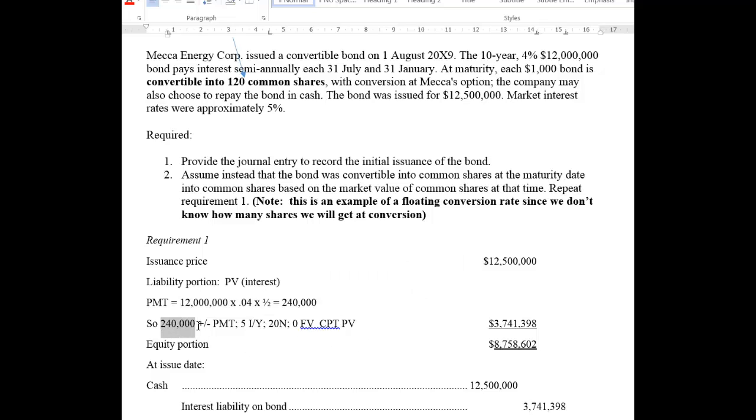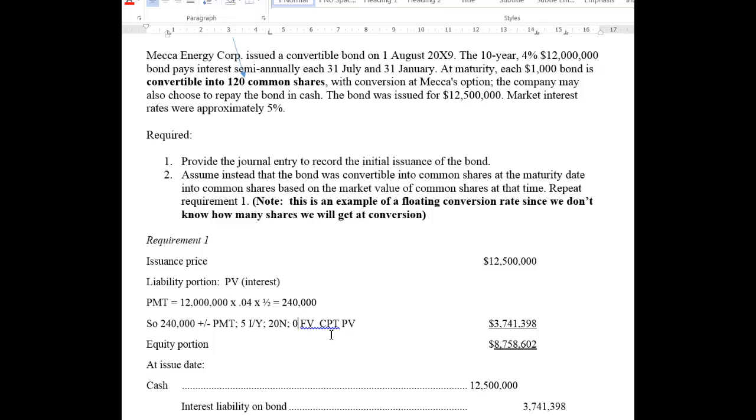So to calculate the present value, we have $240,000 plus or minus PMT, and again we make it negative because it's an outflow to the issuer. The market rate is 5. Your N is 20 because there's 20 interest payments over the term of the bond, and again your future value is 0 because the issuer cannot be forced to pay back cash.